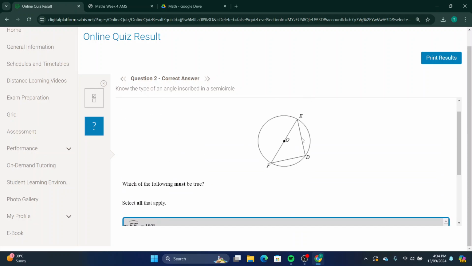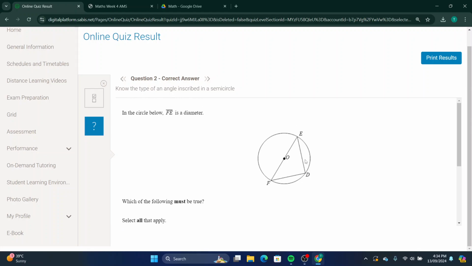And EDF is a right angle because angle D is an inscribed angle and it intercepts arc EF. When an inscribed angle intercepts an arc, it's half of that arc. So half of 180 is 90. So that makes EDF a right angle.